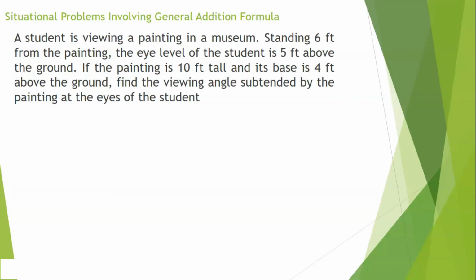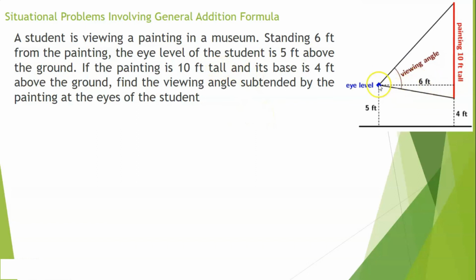Okay, so let's have a sample situational problem involving the general addition formula. So a student is viewing a painting in a museum. Standing 6 feet from the painting, the eye level of the student is 5 feet above the ground, and if the painting is 10 feet tall and its base is 4 feet above the ground, find the viewing angle subtended by the painting at the eyes of the student.